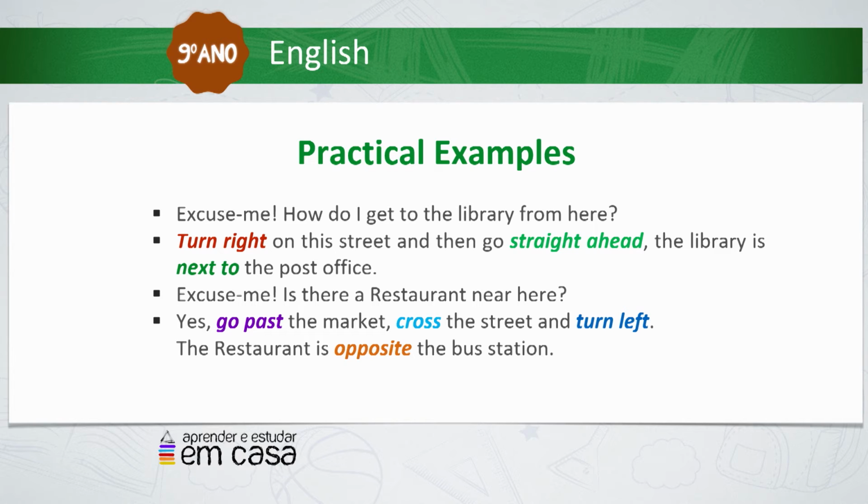In the second dialogue, we have the following. "Excuse me, is there a restaurant near here?" "Yes, go past the market, cross the street and turn left. The restaurant is opposite the bus station."